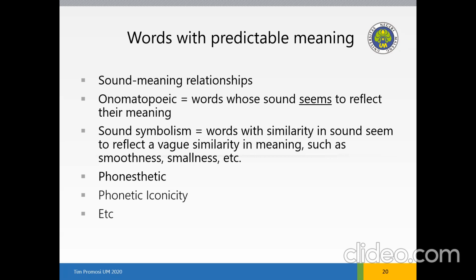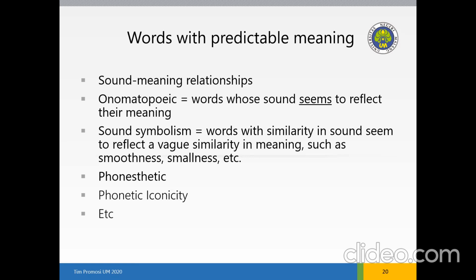So you also have other examples on your screen. You have the word smoothness, smallness. And then another one we have phono aesthetics. So it refers to the aesthetic qualities of sound in language. It explores the idea that certain sounds may evoke particular emotion or impression, contributing to the overall feel or meaning of a word.